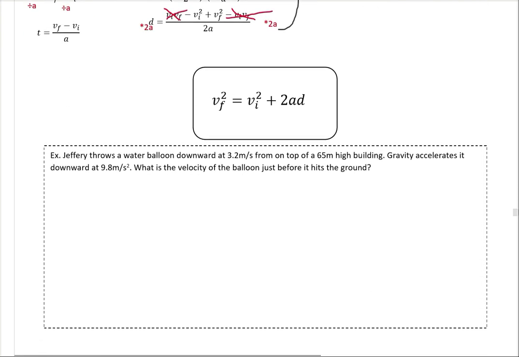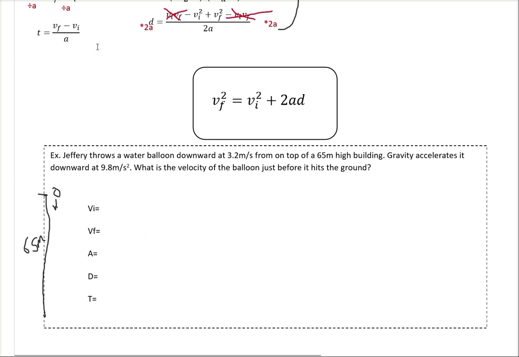So again, let's see if we can put this into practice. We've got Jeffrey throwing a water balloon downward. Now this one, you know what, I am going to do a little drawing. Here we go. We have our water balloon, and it is being thrown downward from a 65-meter tall building, and gravity is accelerating it downward at 9.8 meters per second squared.